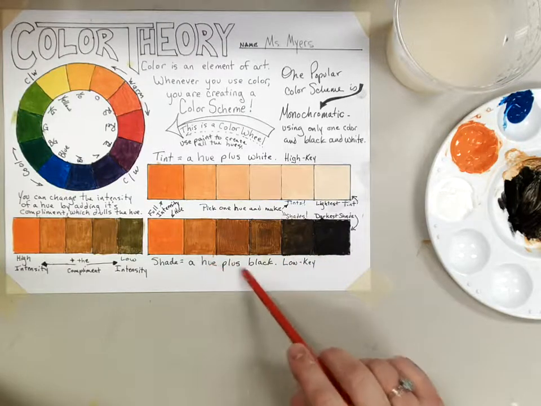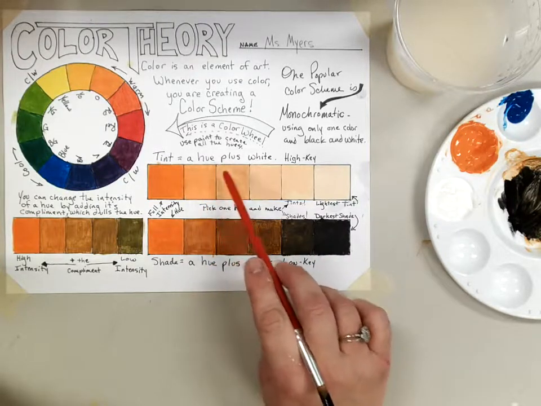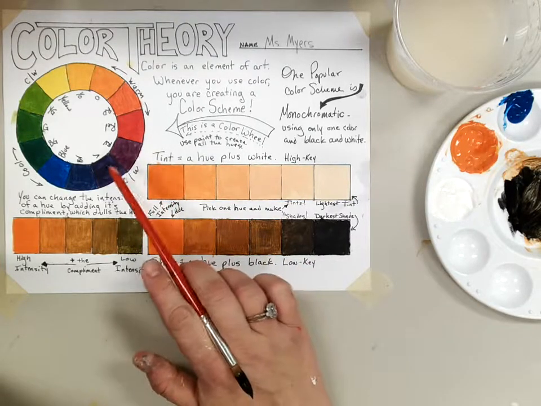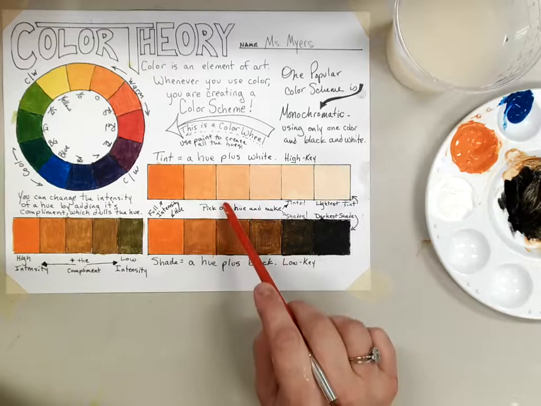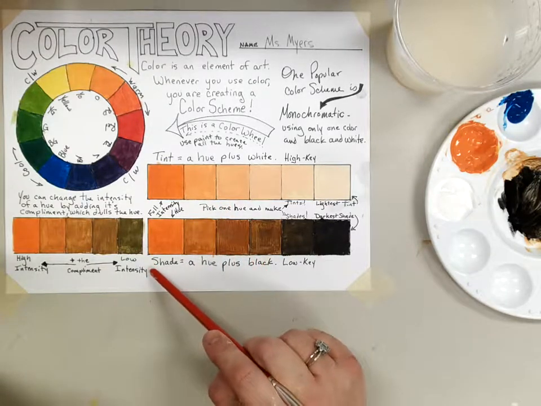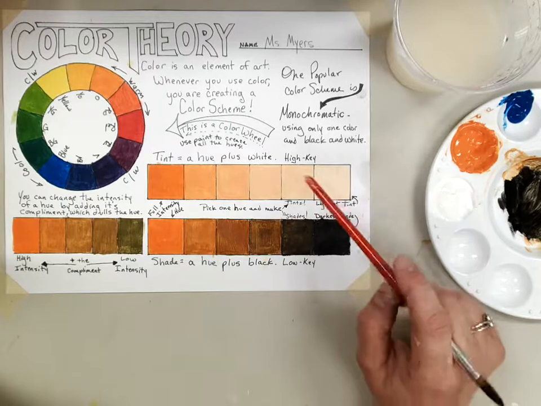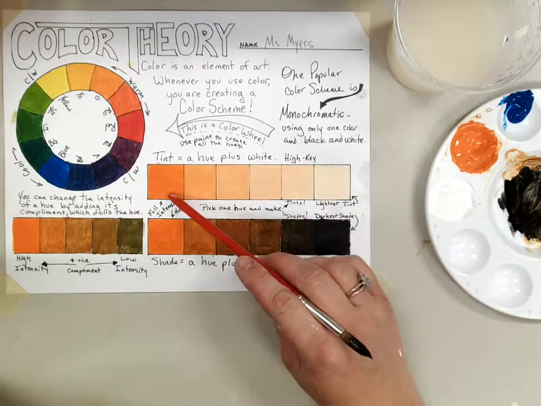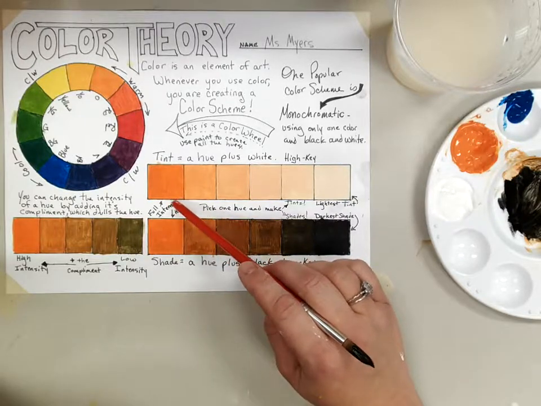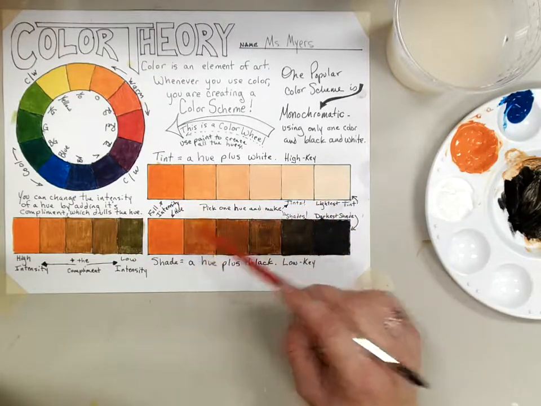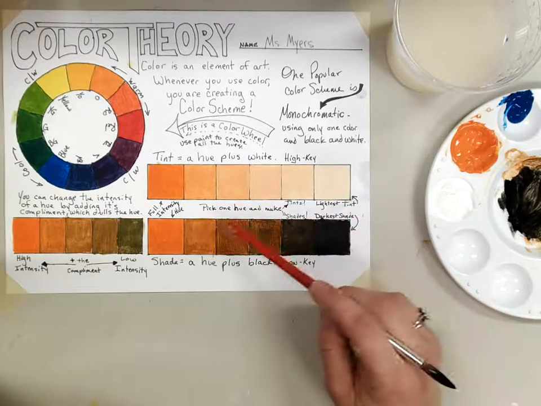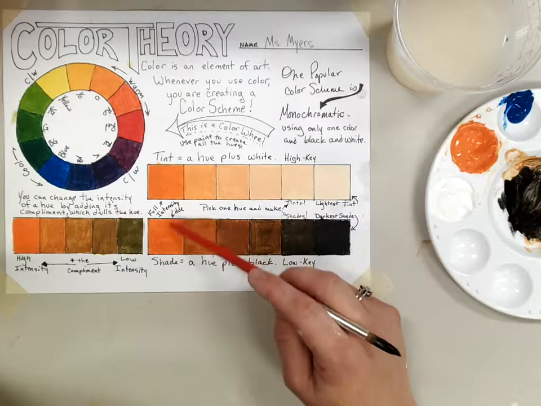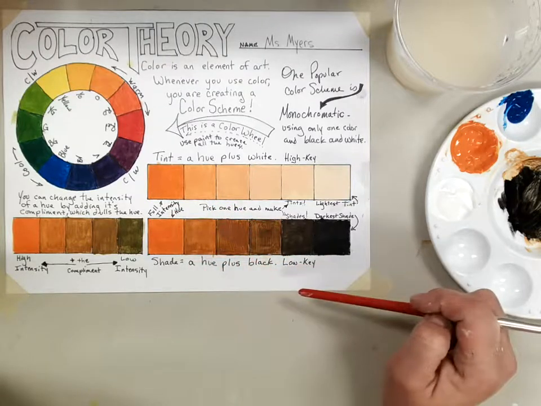So shades are plus black, tints are plus white, and this is our color wheel. These can all be considered a color scheme. Okay, and a popular type of color scheme is a monochromatic, which would be our hue or color plus white and plus black, or only plus black or only plus white. Okay, so it's only one hue and black or white or black and white.